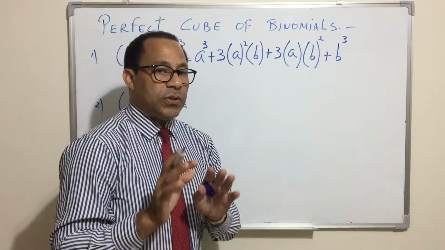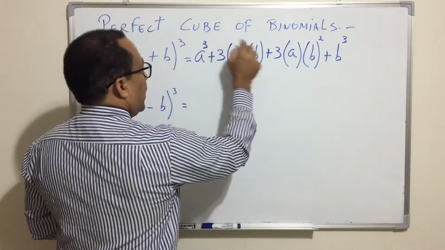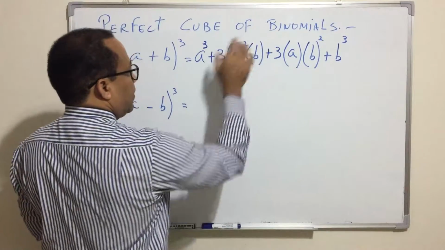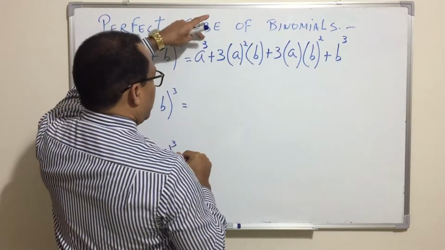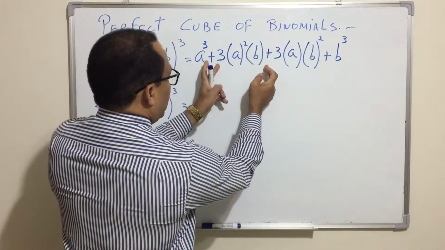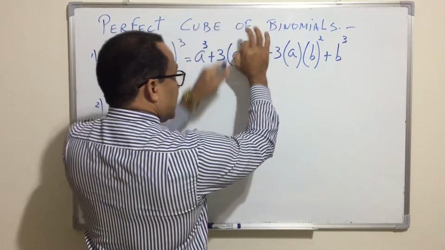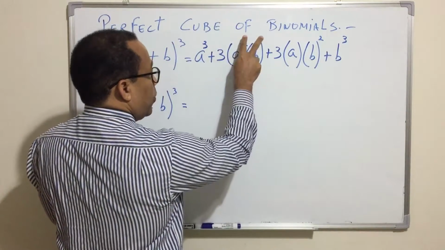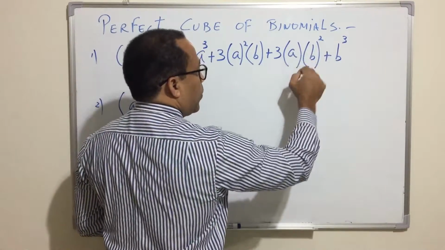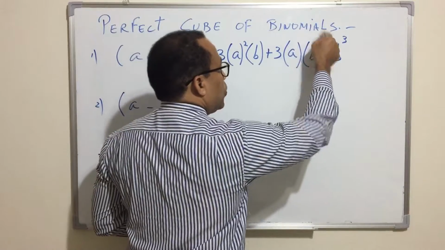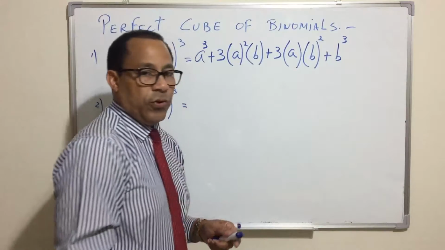But the most important is always make sure that your exponent or the addition of them is always the number 3. This is the first term to the third power. The second term is also to the third power because 2 plus 1 is 3. This one is also to the third power. The third term to the third power, plus 1 plus 2 is 3. And the second term is also to the third power.